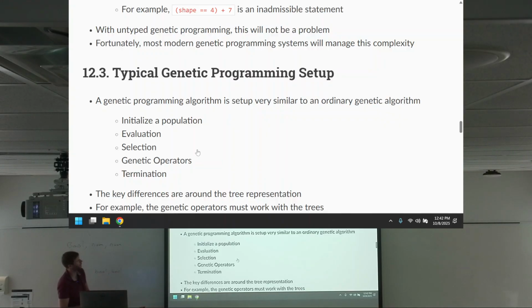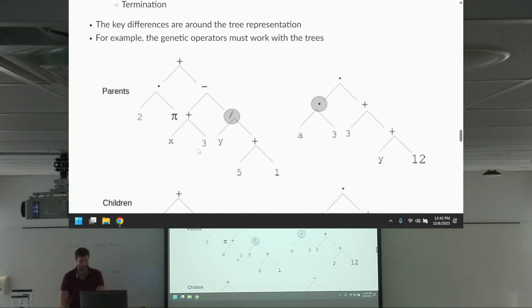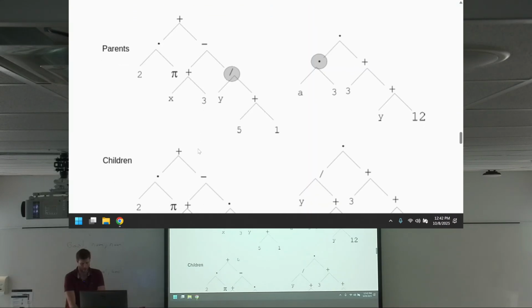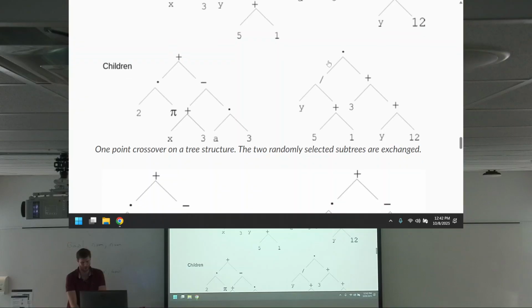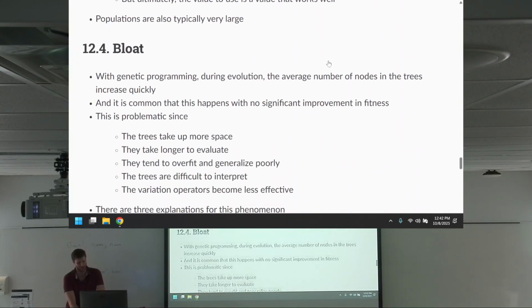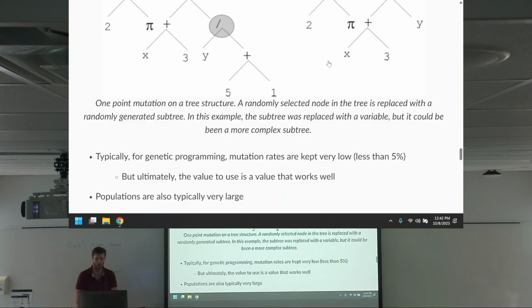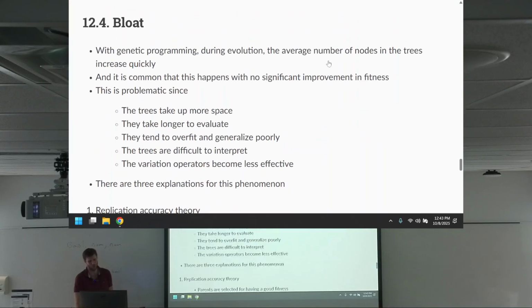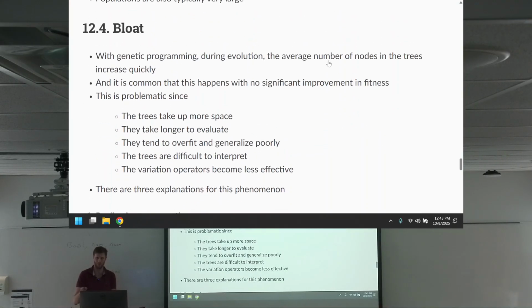So the genetic programming algorithm setup is, like I was saying, very similar to a regular GA. You've got initialization, evaluation, selection, genetic operators, and termination. It's the same. Crossover and mutation are set for the trees, and that's basically it. And this is where we left off last time, right? Bloat. So that was good review, bloat.